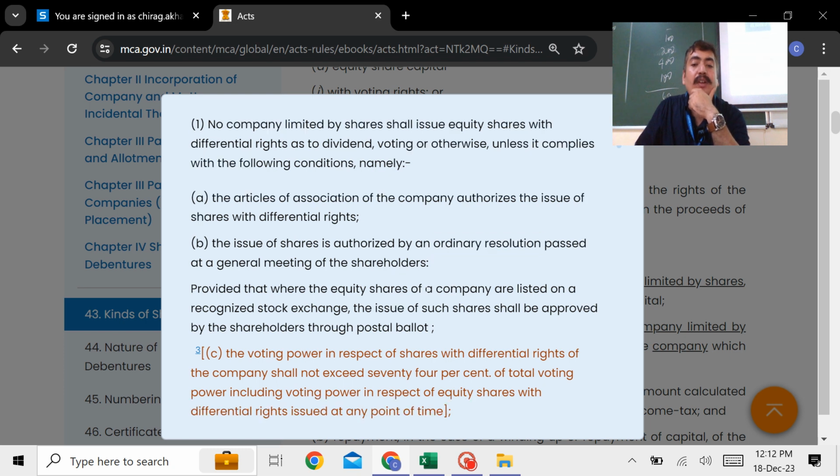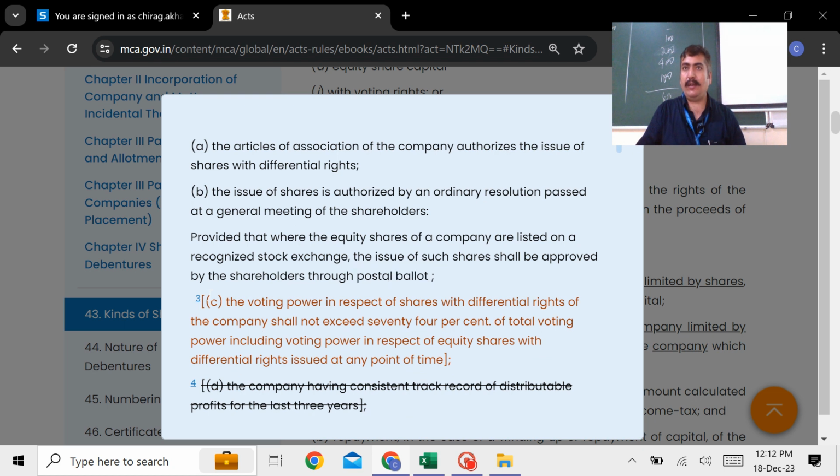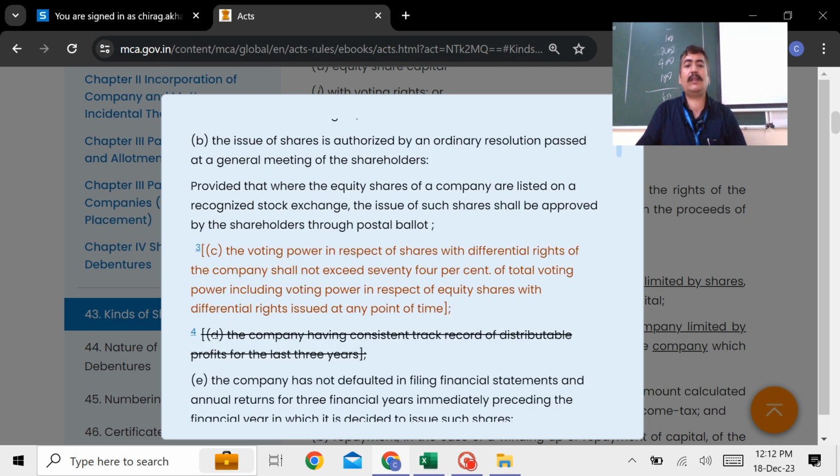Now, if you are a listed company, then you have to pass this ordinary resolution by postal ballot. Postal ballot is actually provided under section 110, and that I will discuss while taking the general meeting chapter, not right now. Now, this is the new amendment that has come. Earlier the point was different, now the point is different. The C point is talking about the maximum power. It is written that the voting power in respect of the shares with the differential rights of the company shall not exceed 74% of the total voting power.